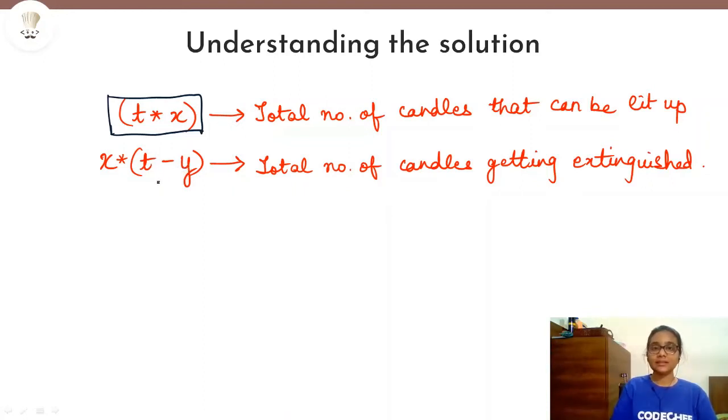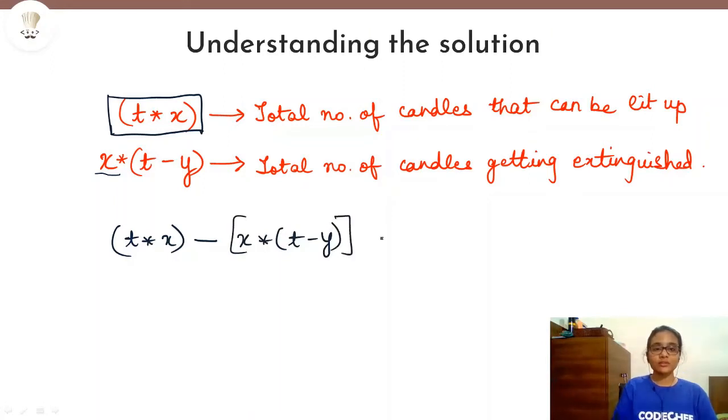So we will get the number of seconds in which the candles are getting extinguished. Then we just multiply it by x, because each second x candles are getting extinguished. So if we subtract these two, we will get the answer as to how many candles will be lit up at the end of t seconds. So let us solve this expression: t into x minus x into (t minus y).